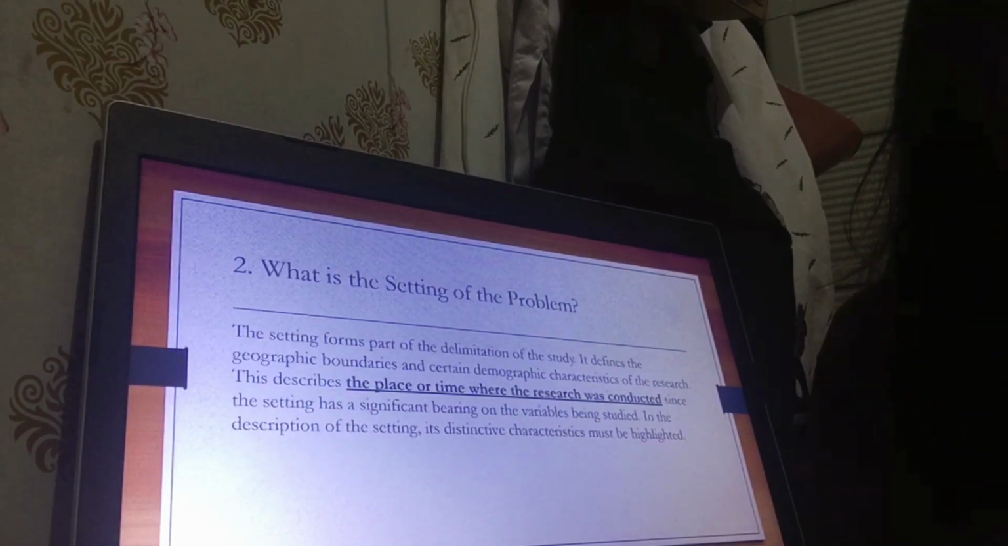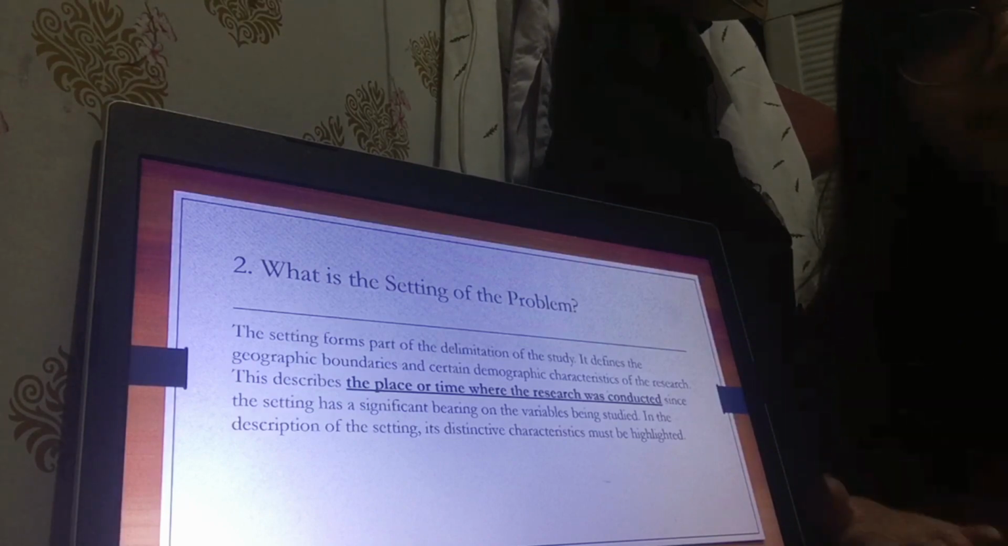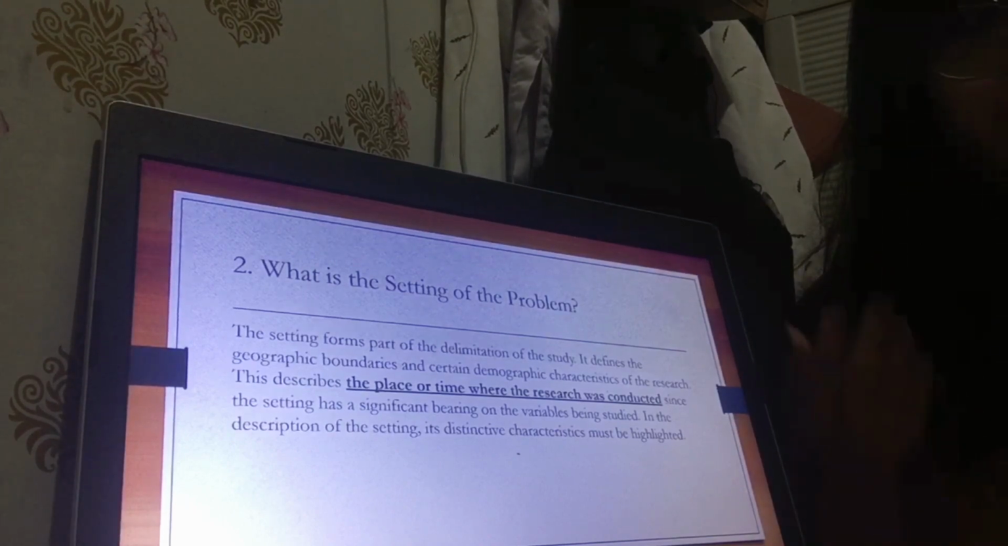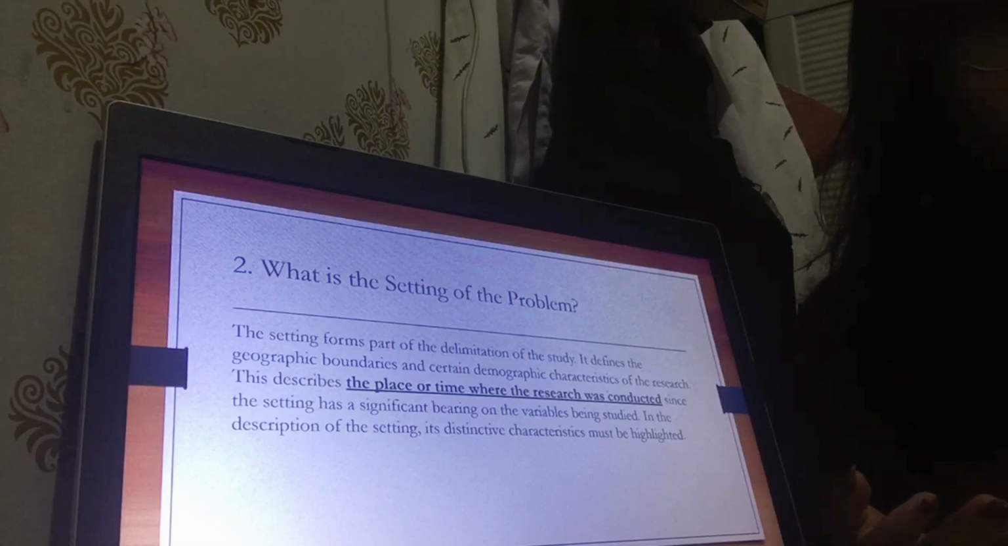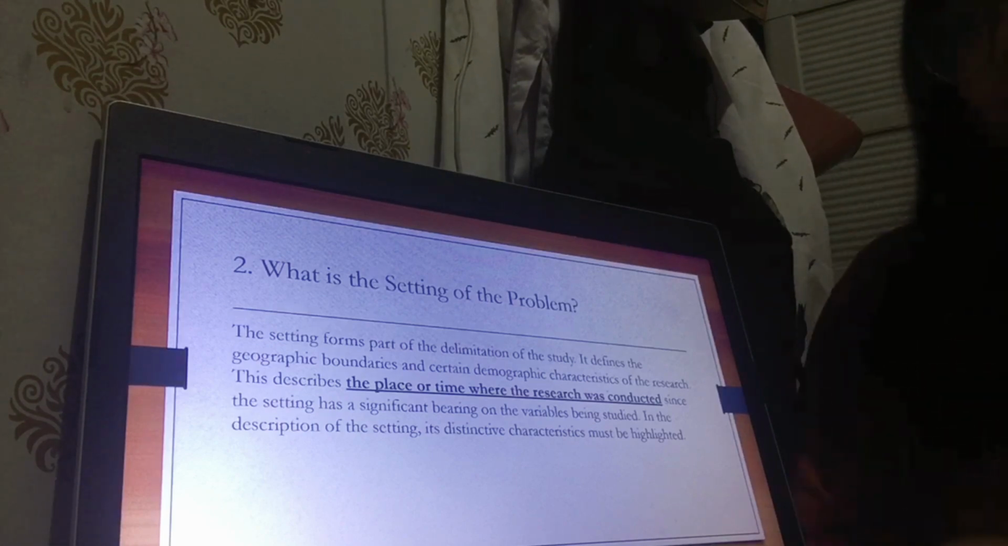What is the setting of the problem? So the setting of the problem is where and when the research takes place. It includes the geographic location and some details about the people involved. And it's important because it affects the things being studied.